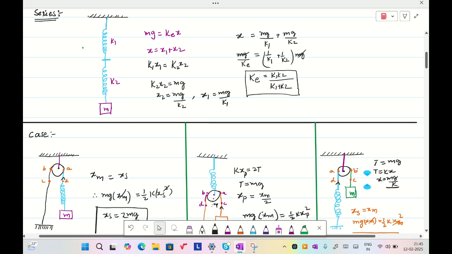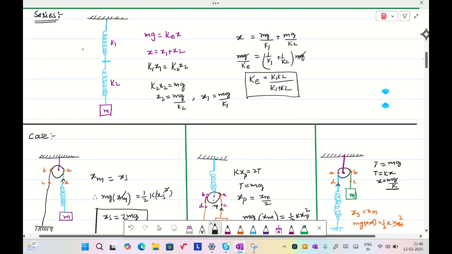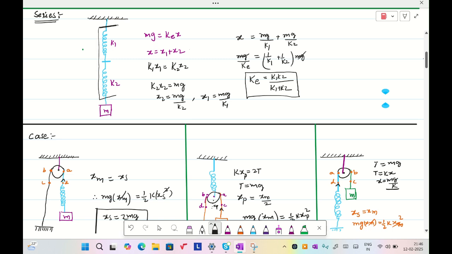Now coming to series. In series, K1 and K2, two springs are connected like this. This combination of springs is called a series connection. And mg is suspended at K2. So now mg is equal to K effective into x. This total spring is considered as one spring. So now x is equal to x1 plus x2.